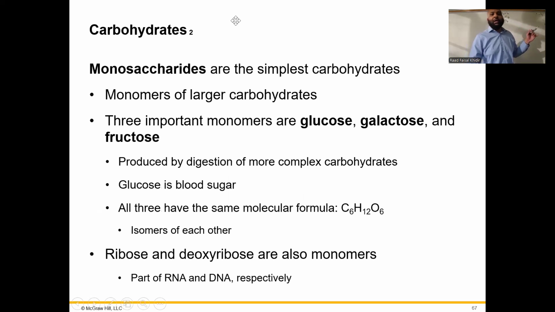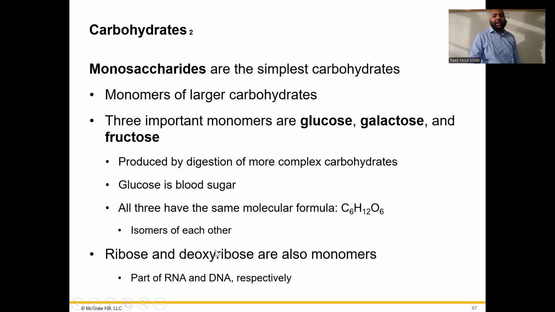Monosaccharides, we talked about those. Monosaccharides are the simplest carbohydrates. They are monomers of larger carbohydrates. So three important monomers are glucose, galactose, and fructose. They are produced by digestion of more complex carbohydrates. So we know glucose, galactose, and fructose are made by digesting these disaccharides.